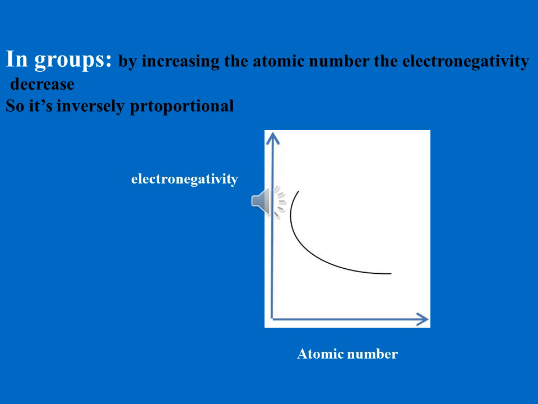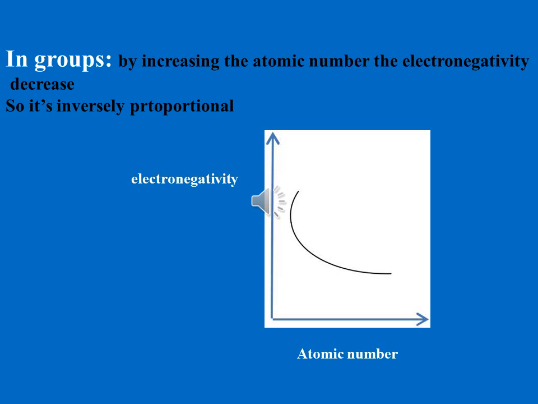Okay, electronegativity in groups. Now we'll talk about the electronegativity in the group. We said that the atomic number is always increasing. So by increasing the atomic number in a group from up to down, electronegativity decreases, and it's an indirect relation. So in a group, electronegativity decreases by increasing the atomic number.